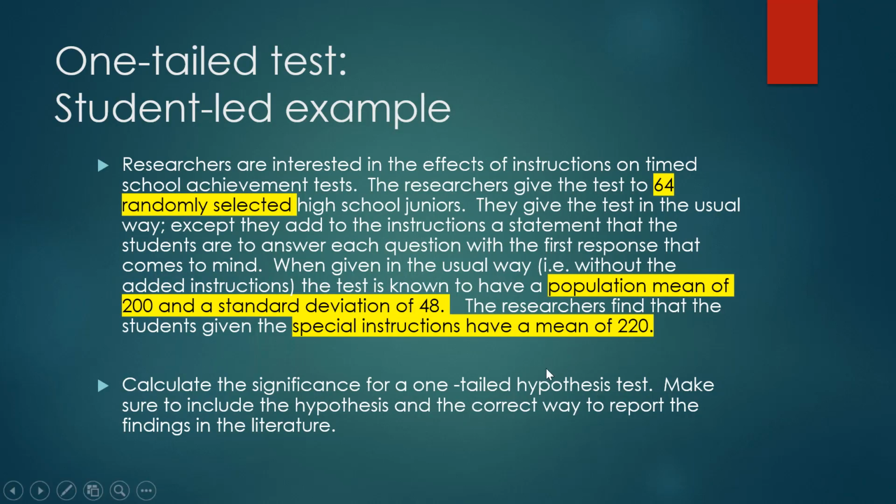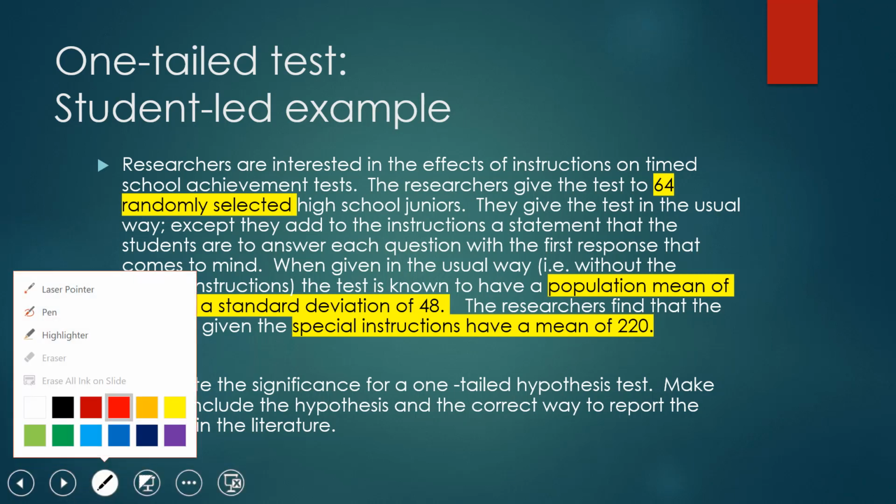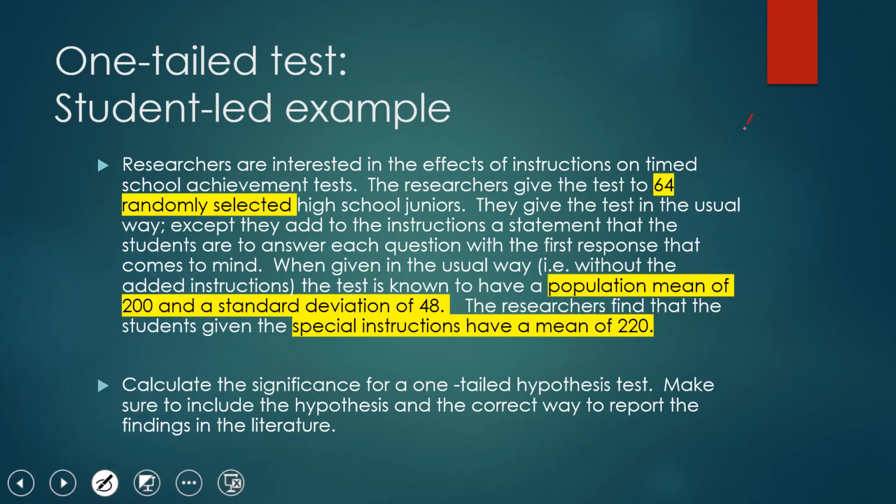So here I've highlighted some of the important information. We have an N of 64. We have a population mean of 200. And we have a standard deviation of 48. And the teachers find that the students given the special instructions have a sample mean of 220. So now we want to calculate the significance for a one-tailed hypothesis test.